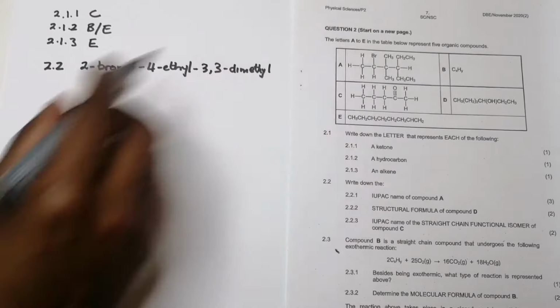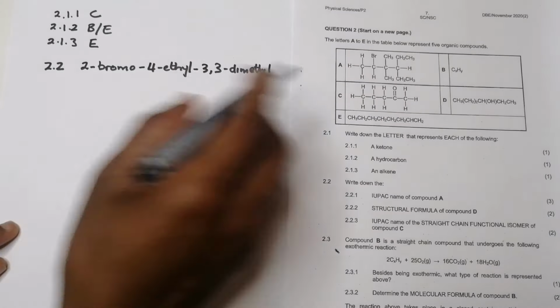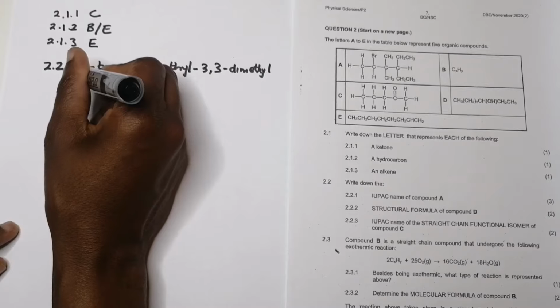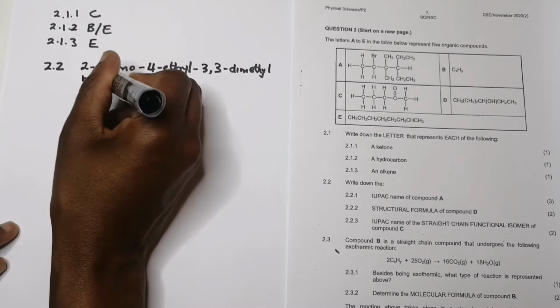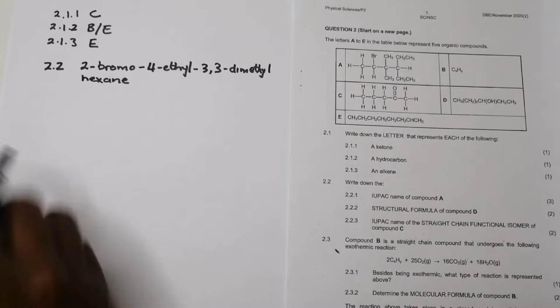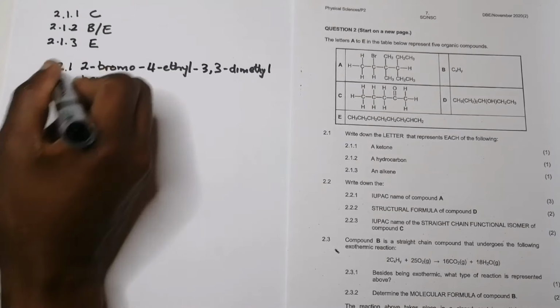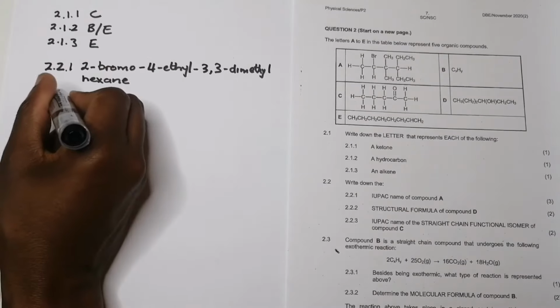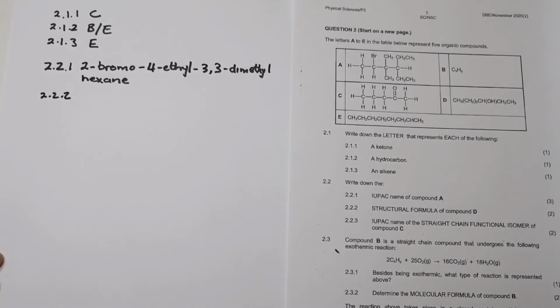And obviously now we go to our parent chain, which is going to be 6 carbons. So this is going to be hexane, okay? So there's no double bond, so we didn't need to call it any other thing, okay? Right, and then, okay, so this was 2.2.1. Let's go to the next question, 2.2.2.